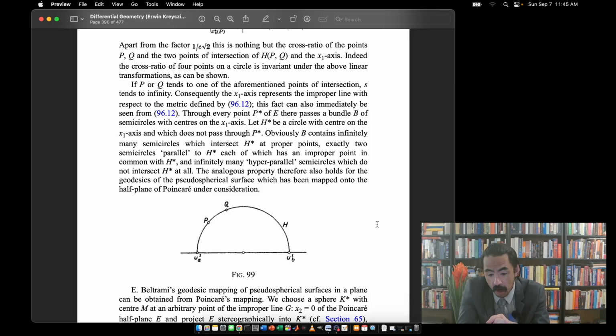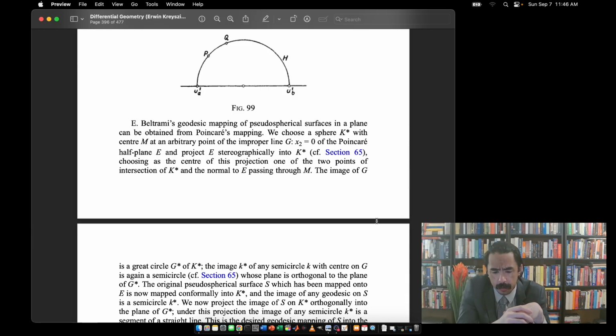Let capital H star be a circle with center on the x1 axis and which does not pass through capital P star. Obviously, the bundle B contains infinitely many semicircles which intersect H star at proper points. Exactly two semicircles, "parallel", to H star, each of which has an improper point in common with H star, and infinitely many "hyperparallel" semicircles which do not intersect H star at all. The analogous property therefore also holds for the geodesics of the pseudospherical surface which has been mapped onto the half plane of Poincaré under consideration.